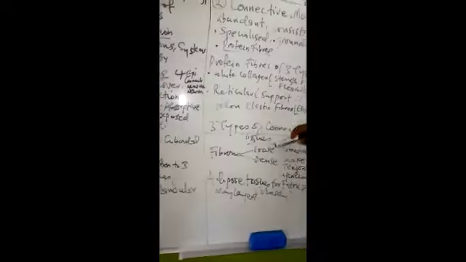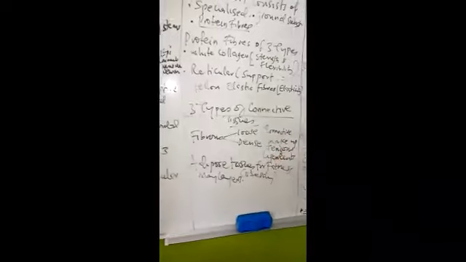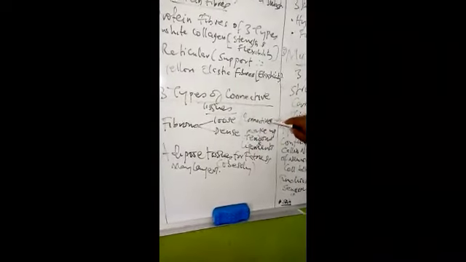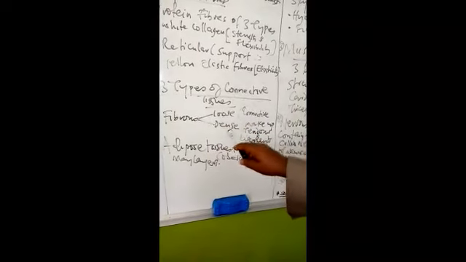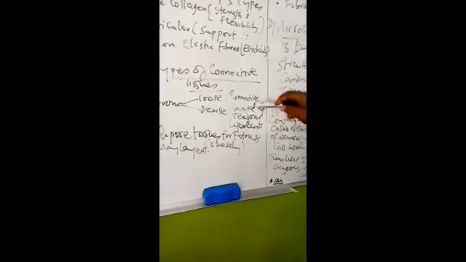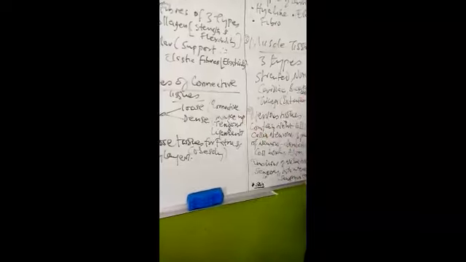Then we have 3 types of connective tissues. The fibrous connective tissue, which you have loose one and have what? Dense one. Majority of the connective tissues are the loose type. And when you come to the dense type, these dense type make up the tendons and the ligaments in the body.